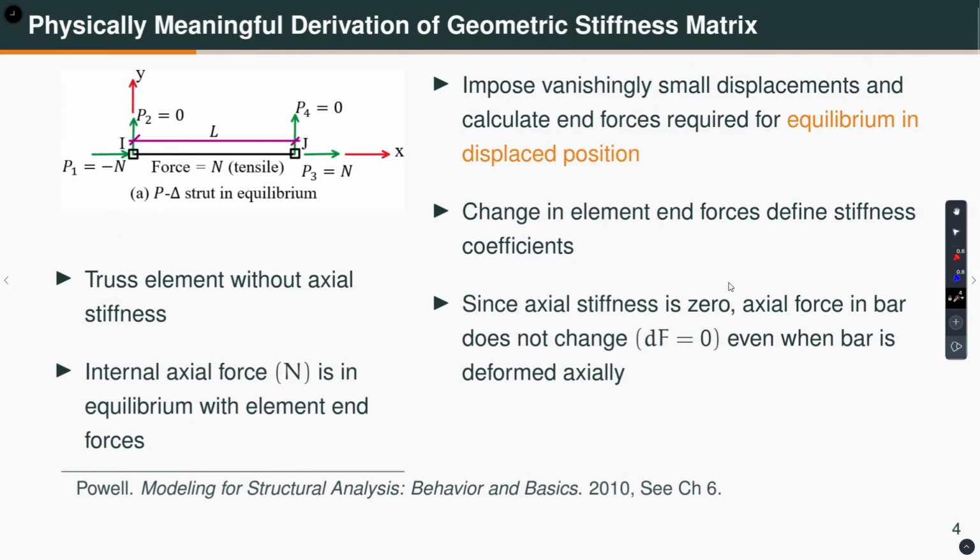Now, since the axial stiffness of the element is assumed to be 0, the axial force in the bar does not change even when the bar is deformed axially. That is an assumption that we are making, and we will see what kind of geometric stiffness matrix we get out of this.